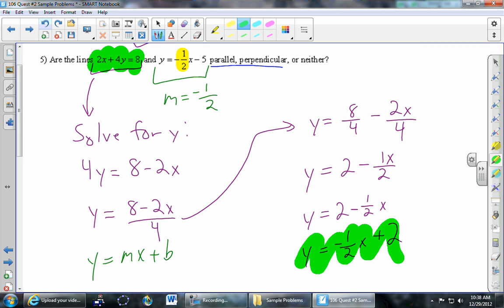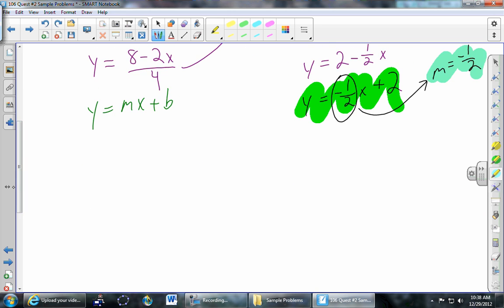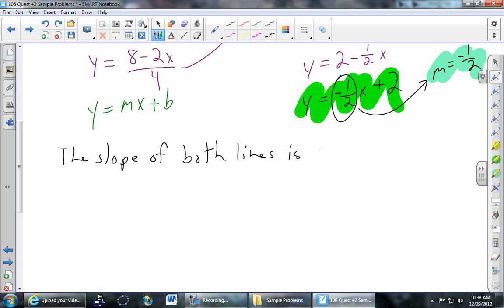So what's the slope of that bottom green equation now? Slope is negative 1/2, which is exactly what I was after. So now I've got two slopes, that line there in blue, this other line up here in blue. And what's the relationship between their slopes? They're the same. And when two lines have the same slope, they are parallel. So we'll just write that. The slope of both lines is negative 1/2. So the lines are parallel.